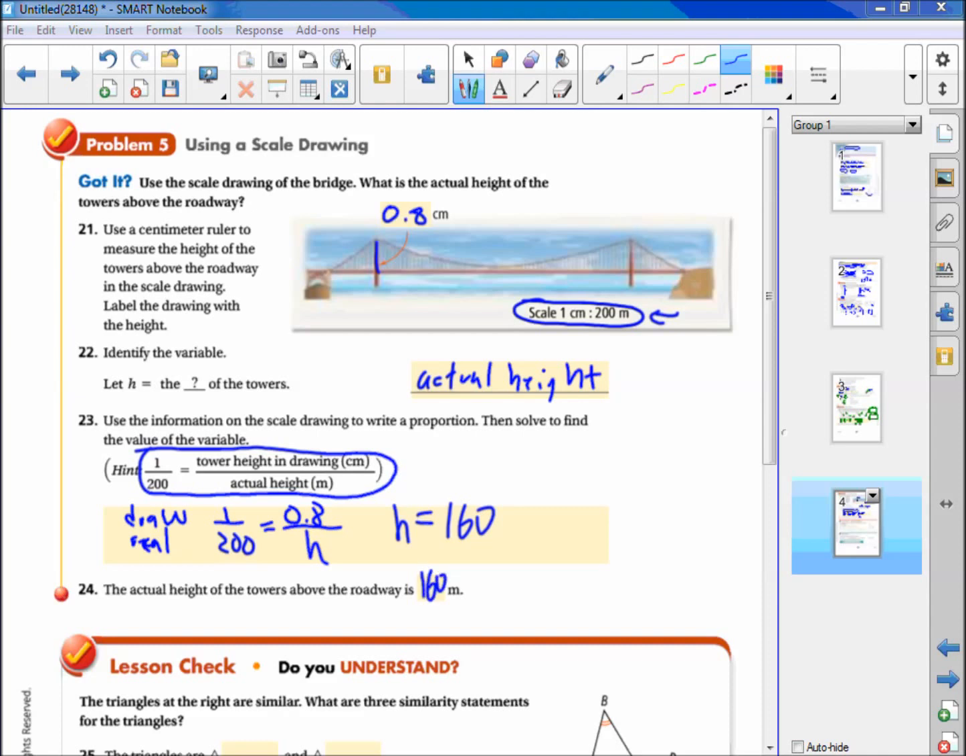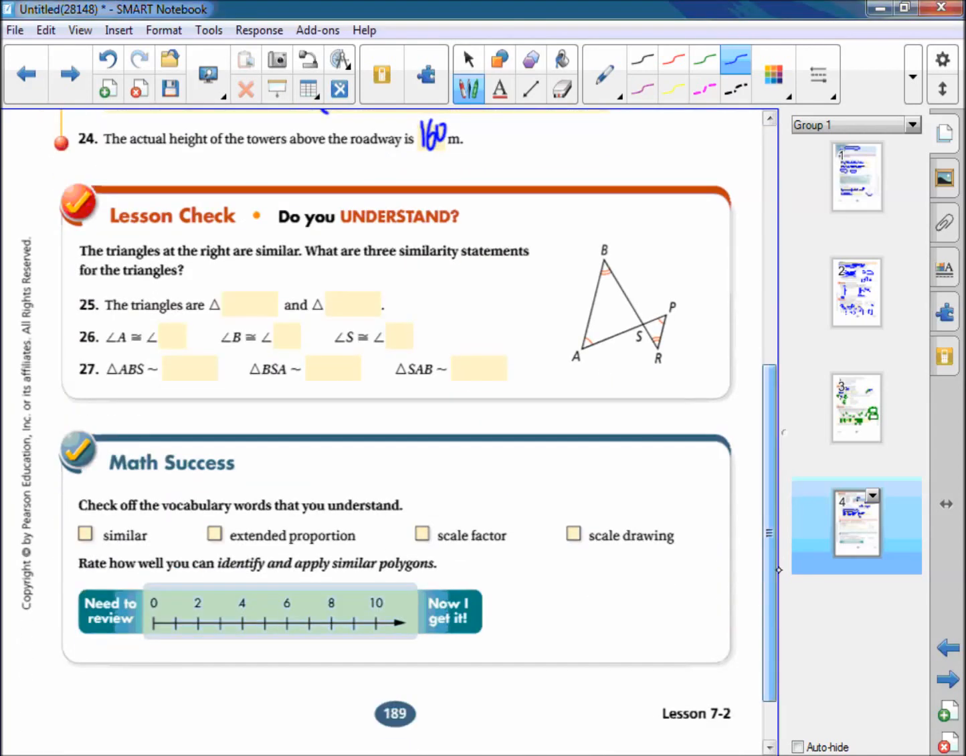All right, lesson check here. So as always, pause the video, go through this and see if you can match up the triangles correctly, and then come back and we will check it over. Welcome back. The triangles at the right are similar. What are the 3 similarity statements for the triangles?